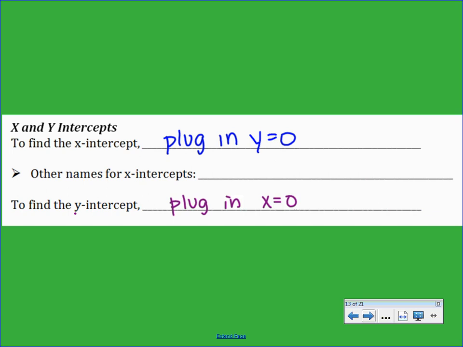Okay. X-intercepts also have some special names. What else can they be called? Roots, zeros, and solutions. Nice. Roots, zeros, that's probably the one we use a lot. And solutions.